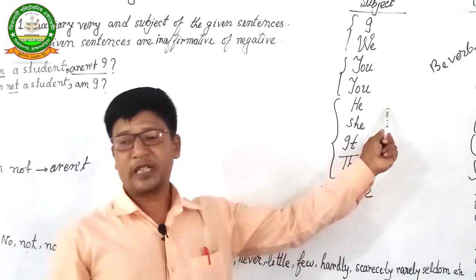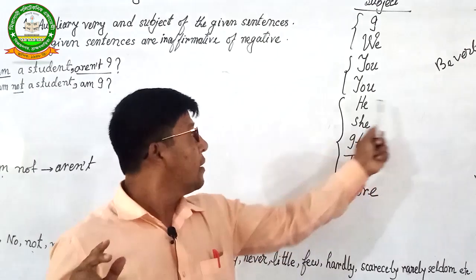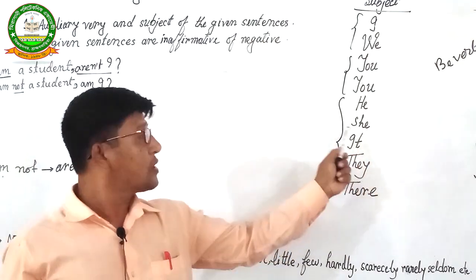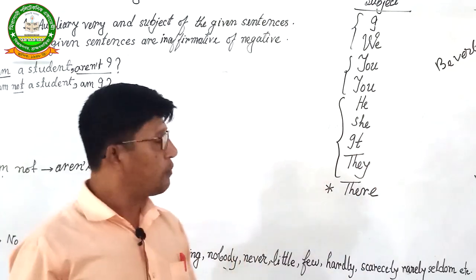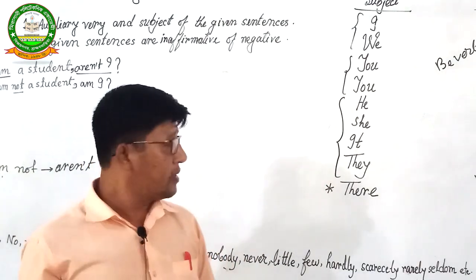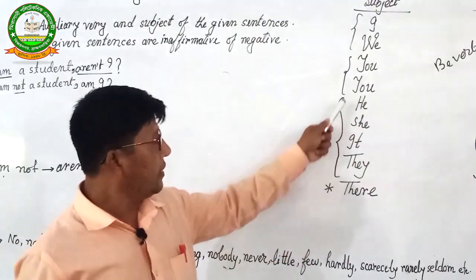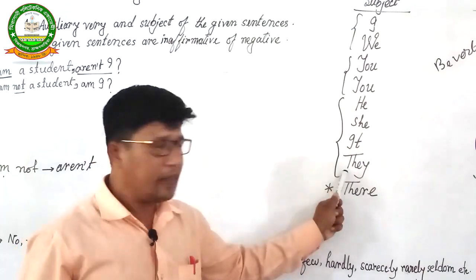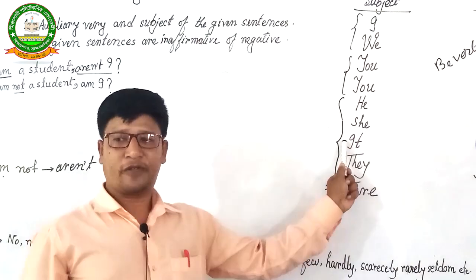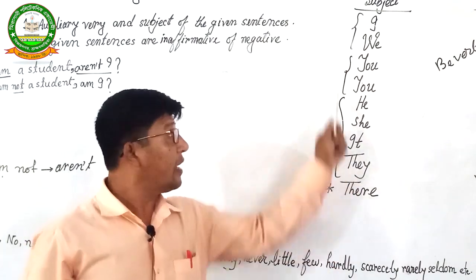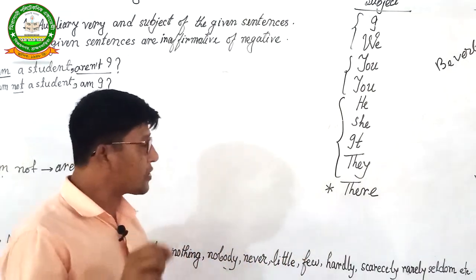He will be used instead of a man's or male names, and instead of female names we will use she. It will be used for material things or animals. They is the plural form. He, plural form they. She is the singular form, plural form they. It, singular form, plural form they. There are 8 members in a subject family.